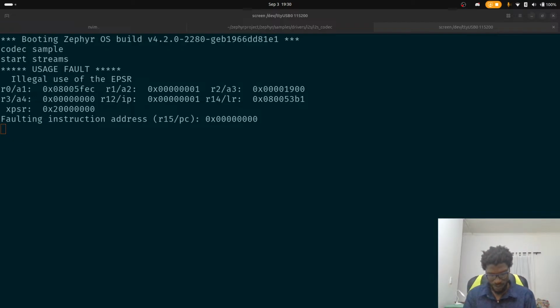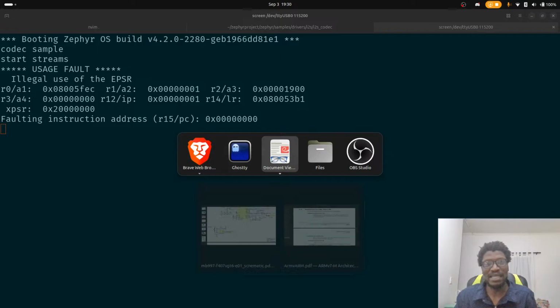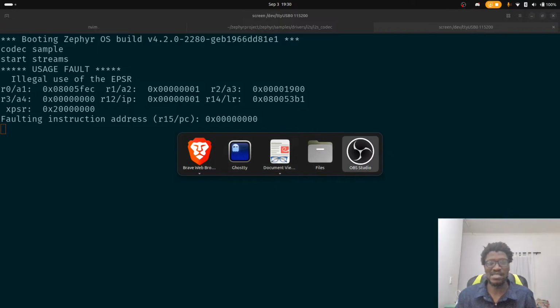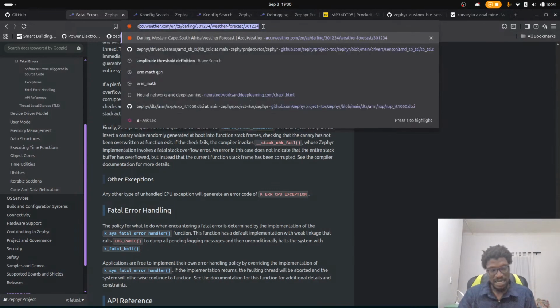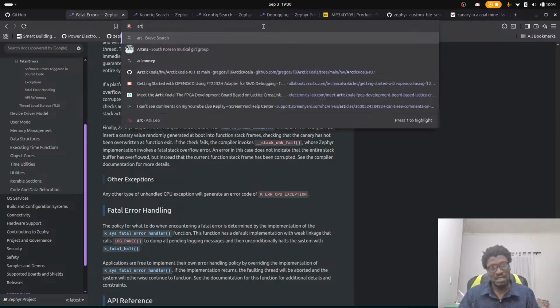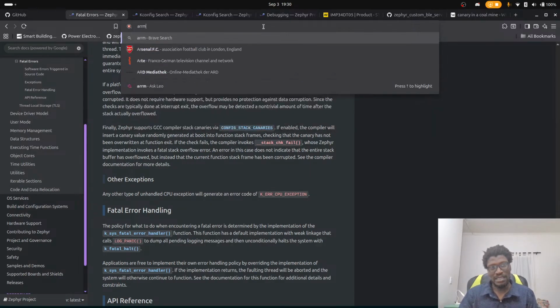So we found out how we can induce or cause fatal errors. So now let's actually look at the next part of this. Let's go find the ARM v7 reference manual. So cool. ARM v7 reference manual.